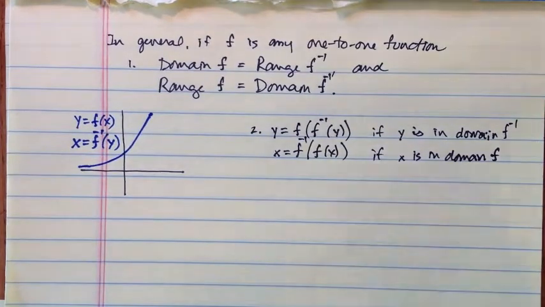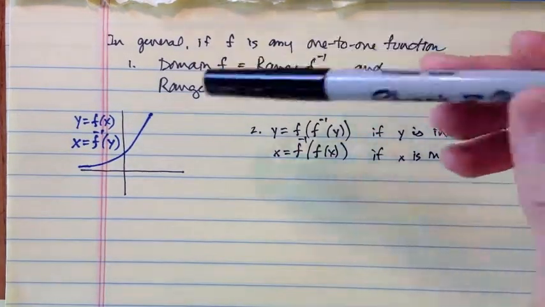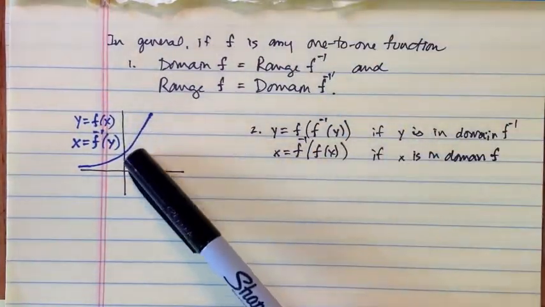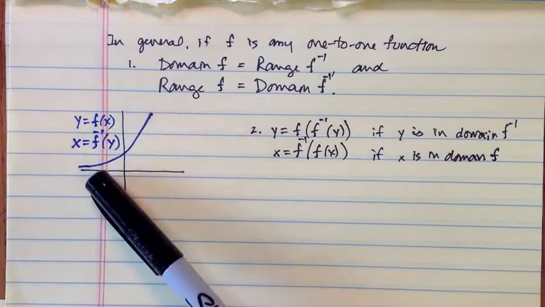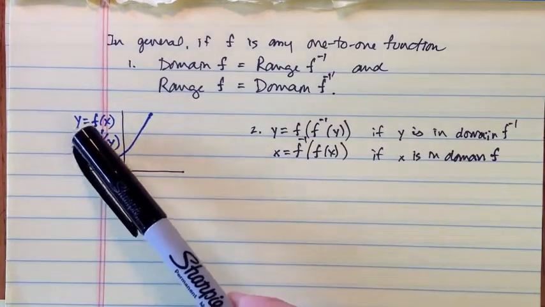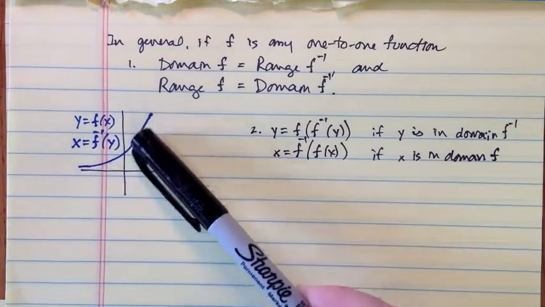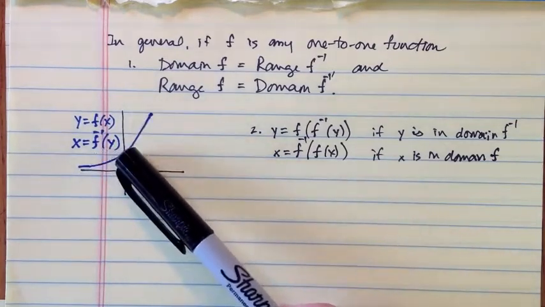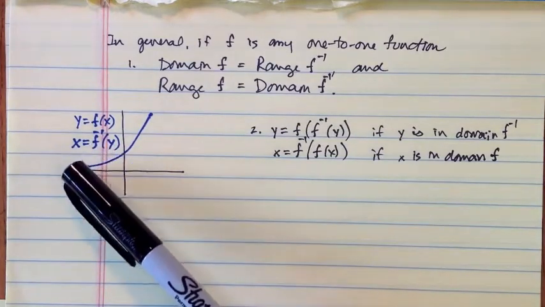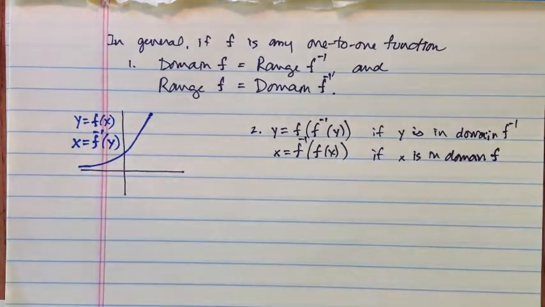The last thing I want to observe in general is how the graphs of f and f inverse are related, because this is the graph of f. The graph of a function is the graph of the equation y equals f of x. Technically speaking, that's not the graph of f inverse, because the graph of f inverse would not be x equals f inverse of y, but y equals f inverse of x. So what would the graph of y equals f inverse of x look like?